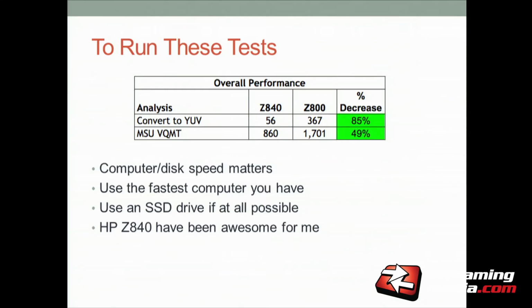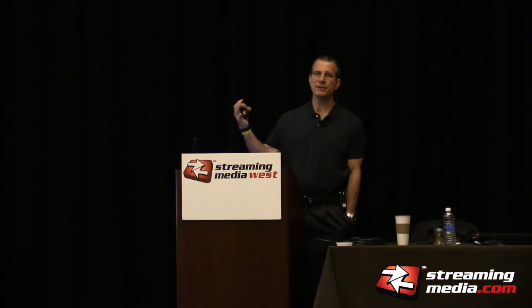What do you need to do all this stuff? You need a really fast computer. So I've got an HP Z840. I think it's 40 cores. It's got SSD drives. And if you test on a traditional hard drive, because you're doing so much converting and so much YUV and so much analysis, disks make an incredible difference.